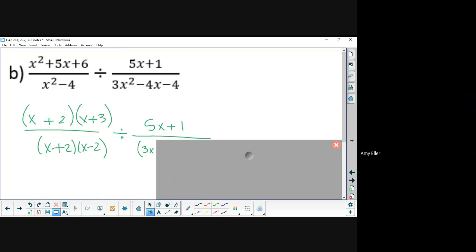Be careful for the first one that you didn't do a 6 and a 1, because you would have to do a 6 and a negative 1. And that won't give you a positive 6. It's got to be a 3 and a 2.